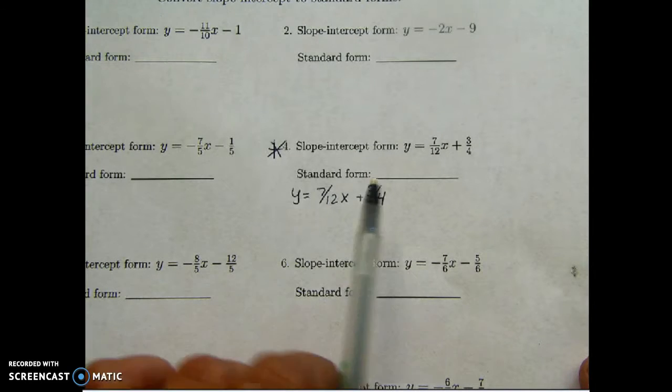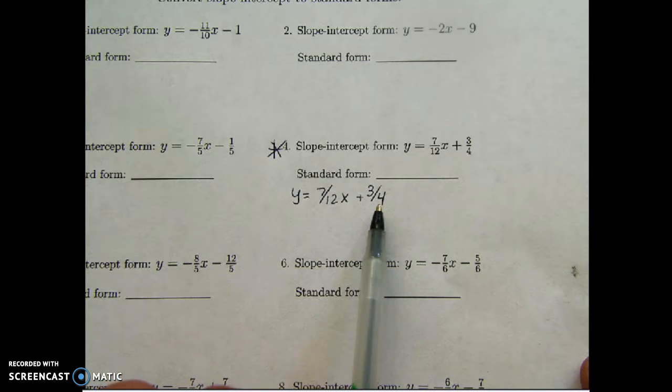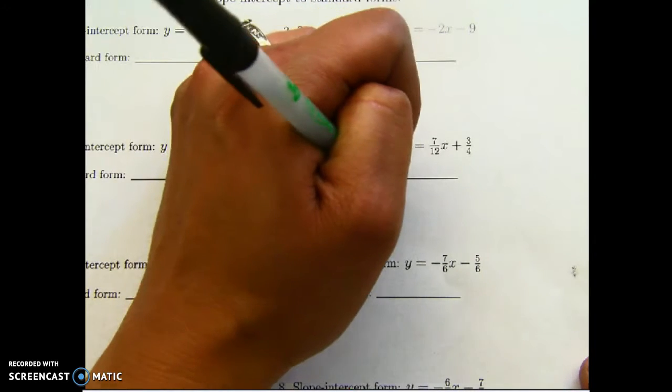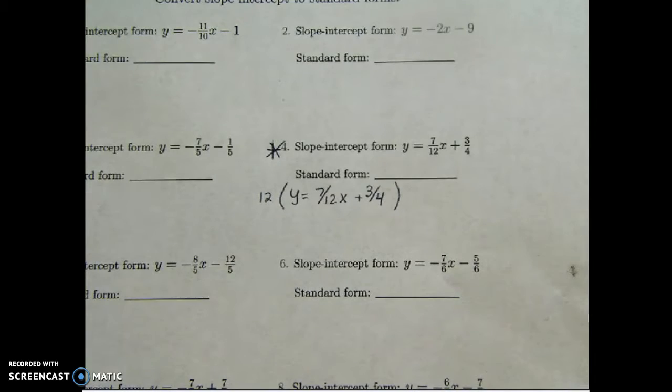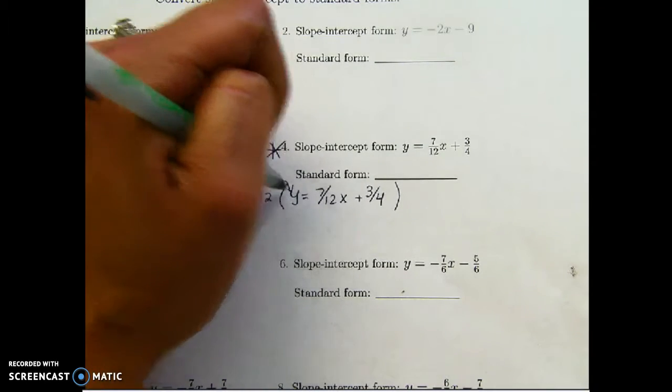I need to look at my two denominators and see what's the lowest common factor. What can both of these go into? Well, 12 and 4 can both go into 12. So I'm going to multiply the whole equation by 12, and I'm going to multiply, showing my arrows for each one.